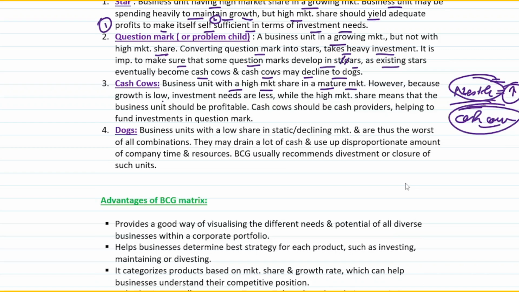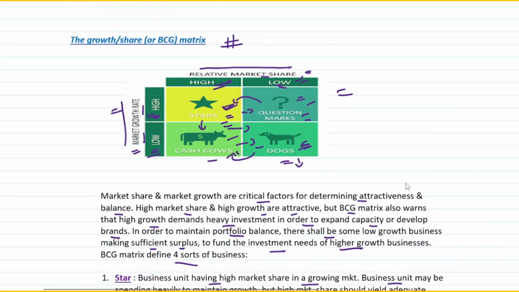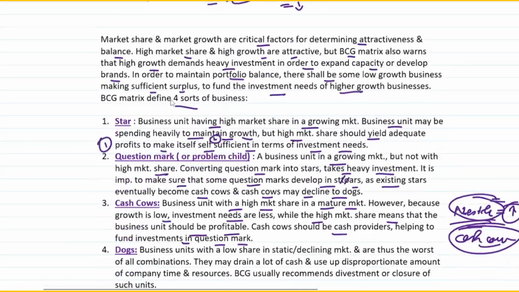However, because growth is low, investment needs are less. That's very obvious because you don't have much growth, so you won't make a lot of investment in it. While the high market share means that the business unit should be profitable. That's very obvious, because if you have a high market share, it's very likely that you will be profitable. Cash cows can be cash providers, helping to fund business in question mark, right? So basically what happens is you may generate a lot of cash from the cash cows, and this cash can be allocated to question marks so that they can grow further.